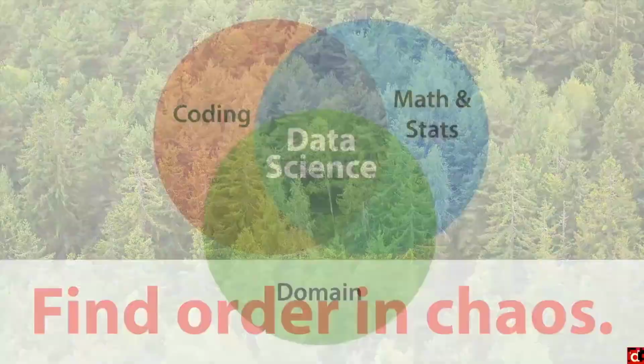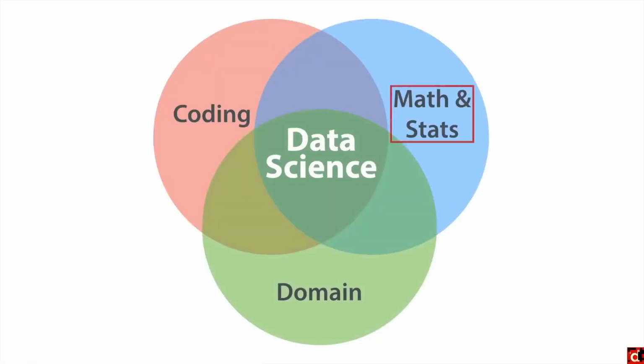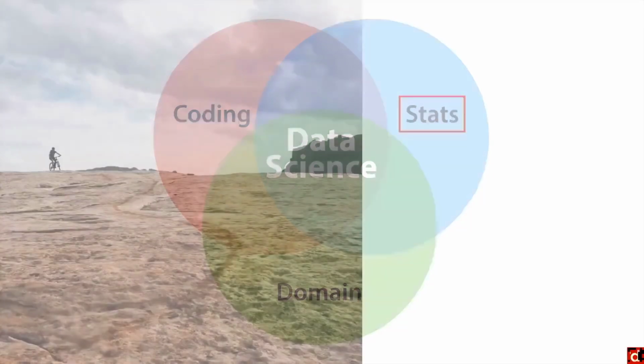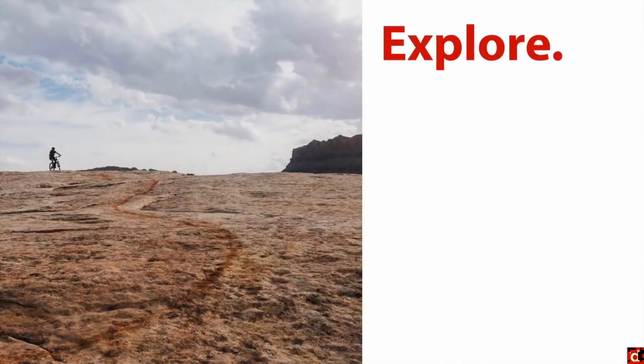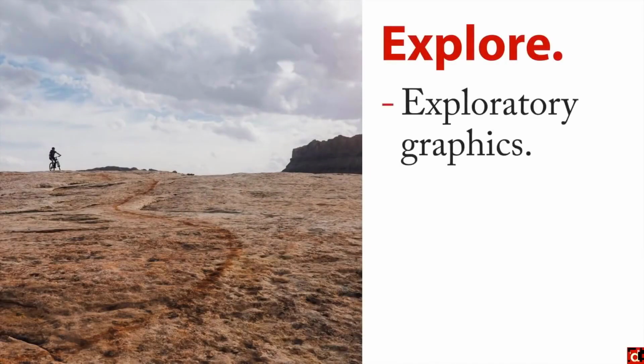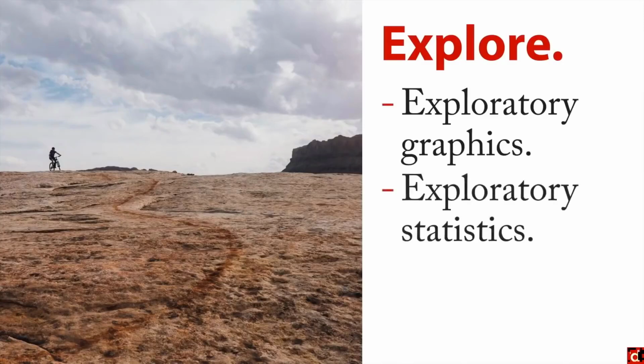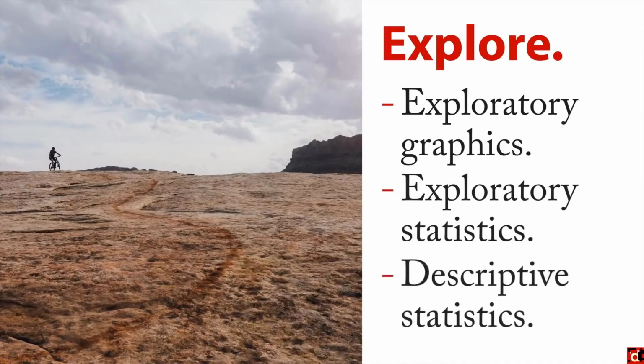Now, let's go back to our little Venn diagram here. We recently had math and stats here in the top corner, and we're going to go back to talking about stats in particular. What you're trying to do here, one thing is to explore your data. You can have exploratory graphics because we're visual people and it's usually easiest to see things. You can have exploratory statistics, a numerical exploration of the data, and you can have descriptive statistics, which are the things that most people would have talked about when they took a statistics class in college, if they did that.